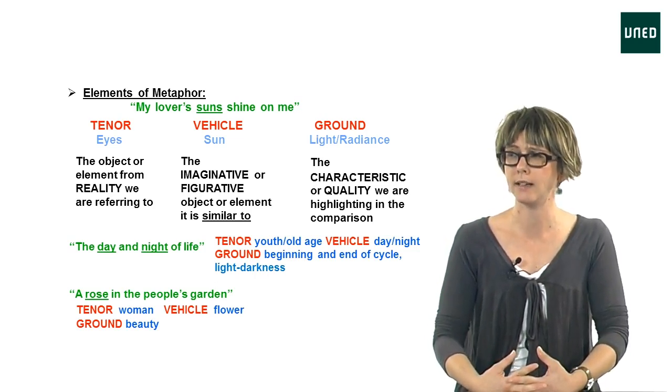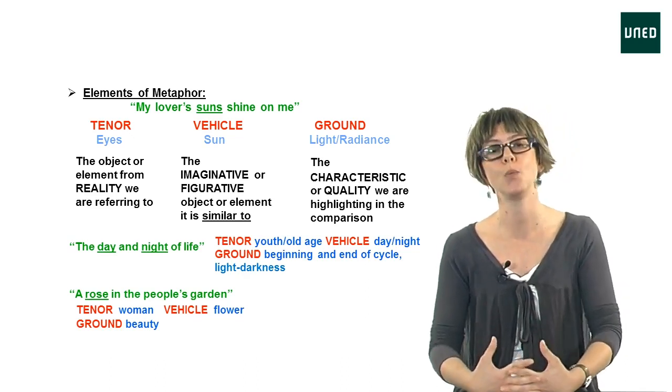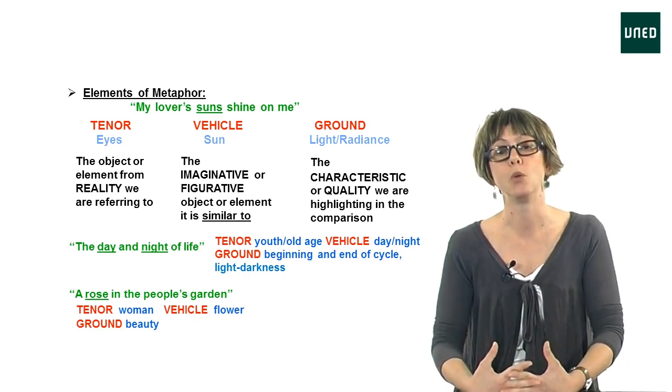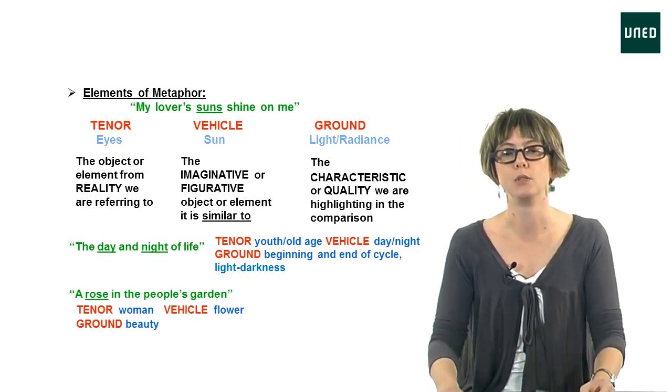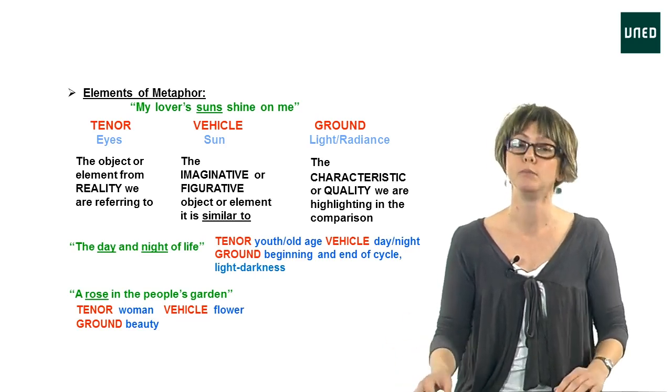In the next line, a rose in the people's garden, we have the metaphor rose, in which the tenor would be woman, the vehicle would be the flower, and the ground will be beauty.